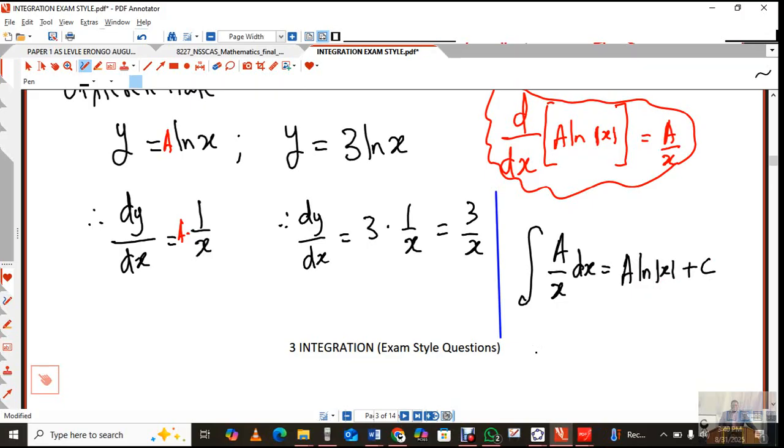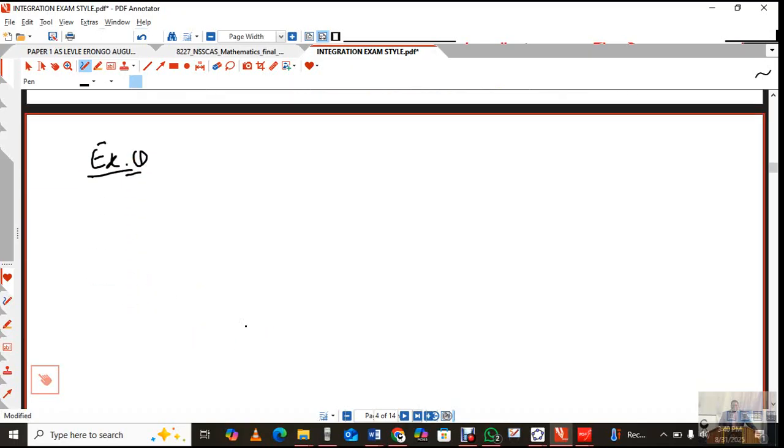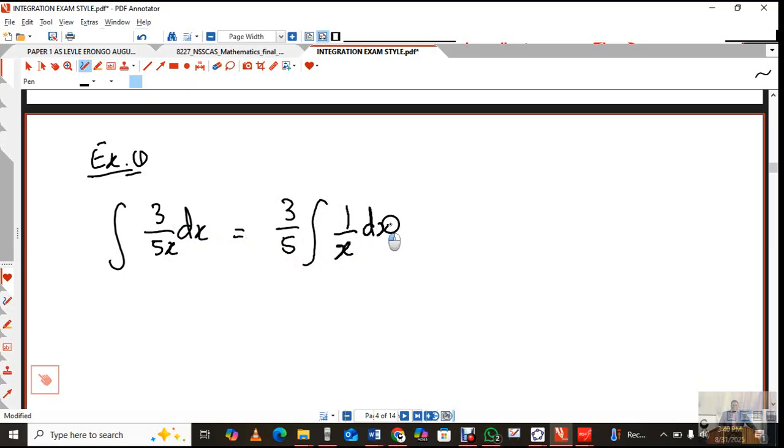Does that make sense? So let me give you a few examples. Let's take example 1 just to emphasize that point. I'm going to extend it a bit further. Let's integrate 3 over 5x with respect to x. Now we can grab out that 3 over 5 and put it in front of the integral because it's a constant. And then we have 1 over x with respect to x.